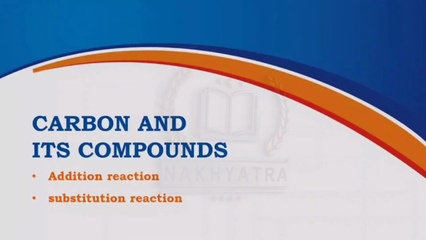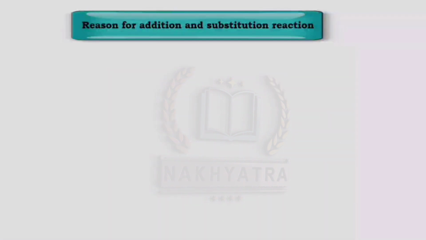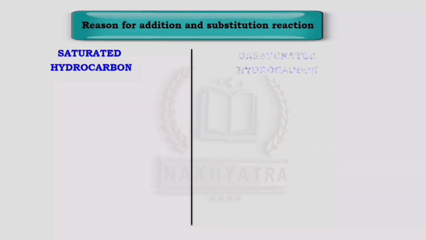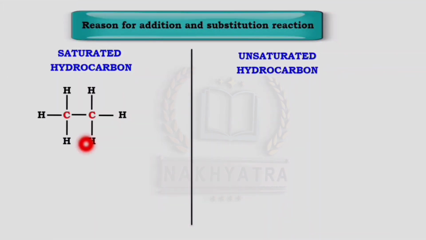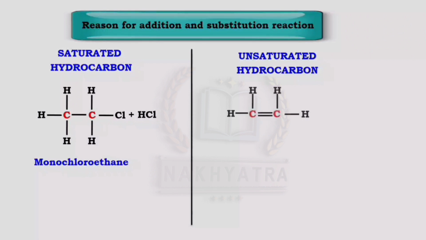Okay. Well, this is our last topic for today's lecture, addition reaction and substitution reaction. Reasons for addition and substitution reaction. So we will see for saturated hydrocarbon and unsaturated hydrocarbon. See, this is the structure for ethane, and when ethane is treated with 2 chlorine atoms, then it will form monochloroethane plus hydrochloric acid.